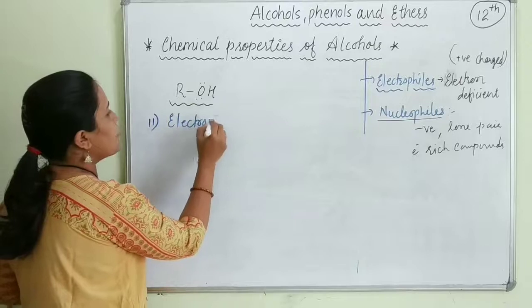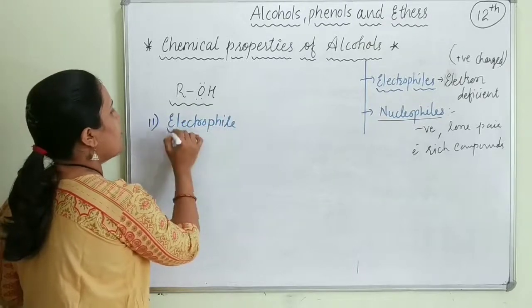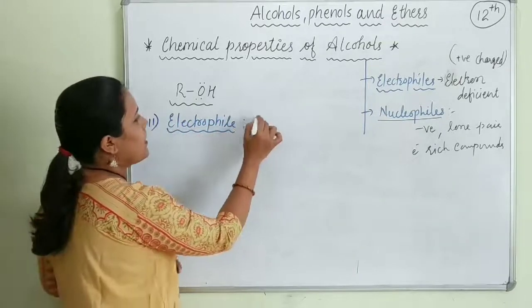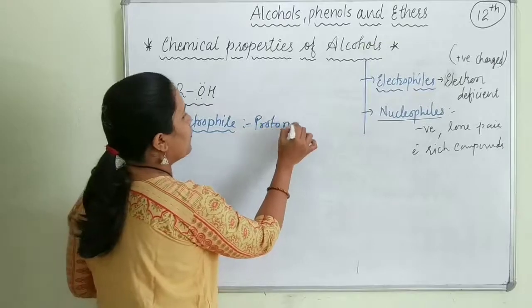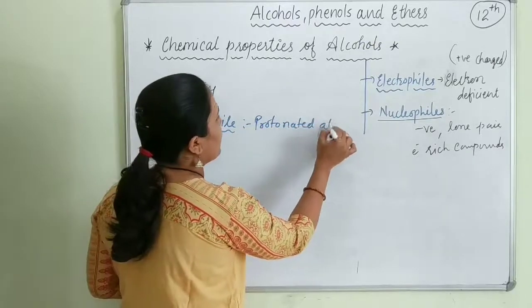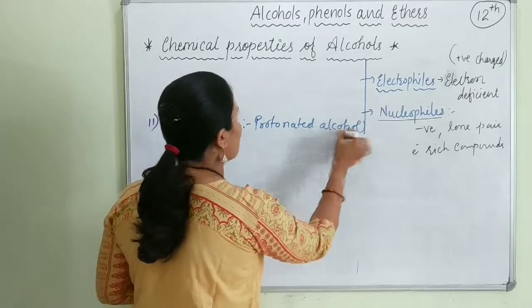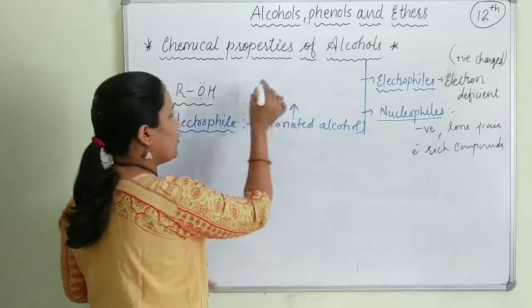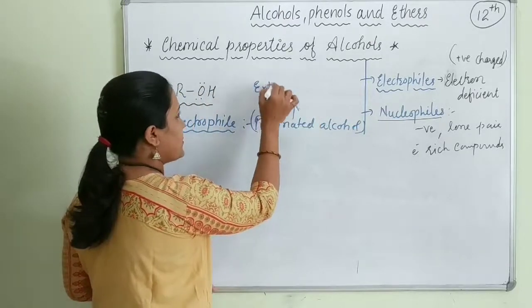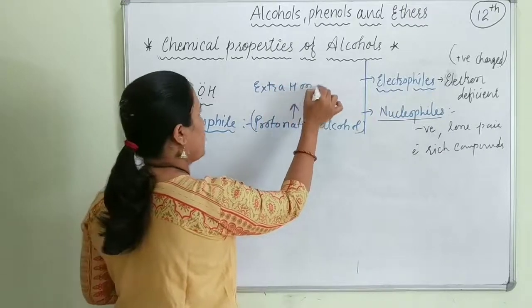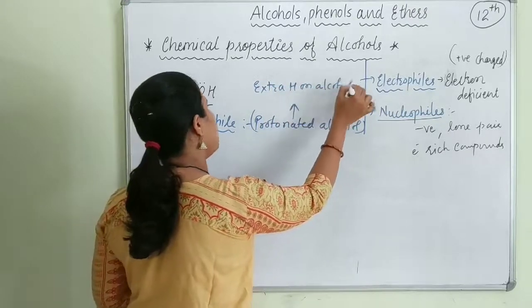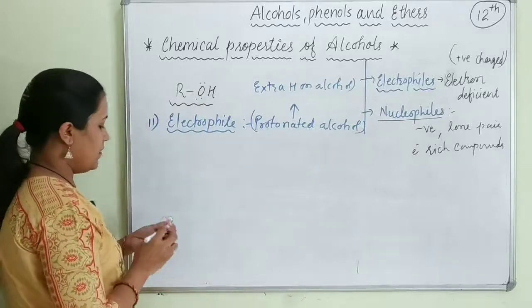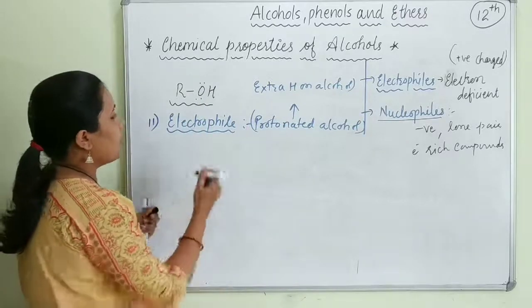For acting as an electrophile, we will take an example of protonated alcohol. Now let's understand what you mean by protonated alcohol. Protonated alcohol means an extra H on alcohol. Okay, let me give an example of it.